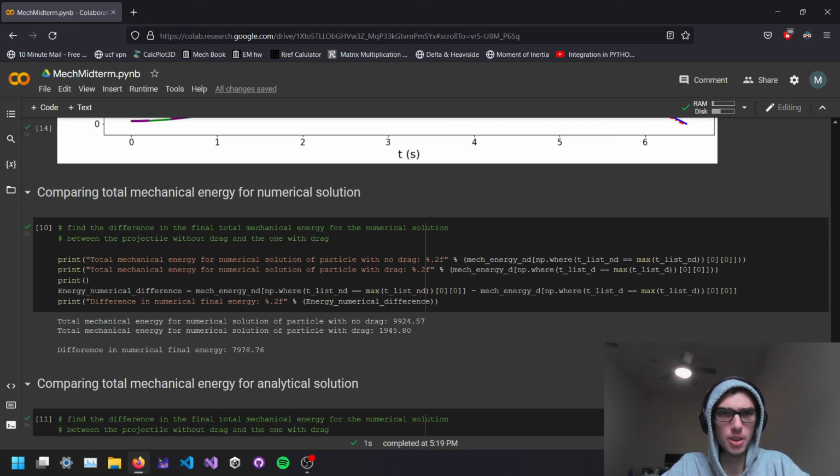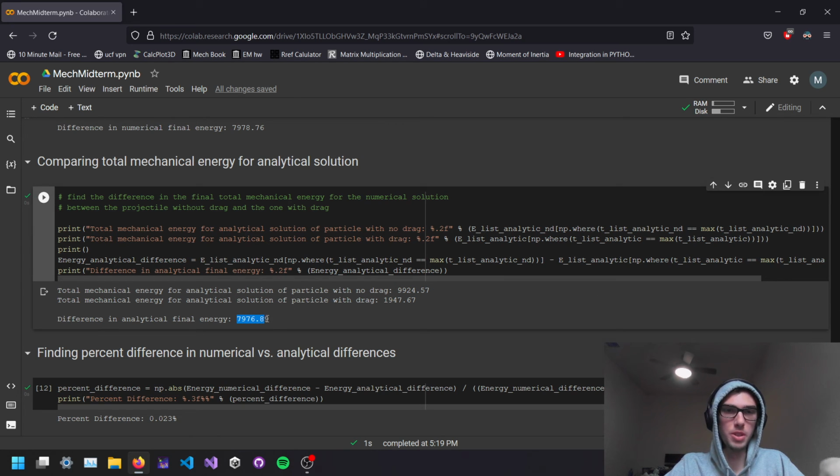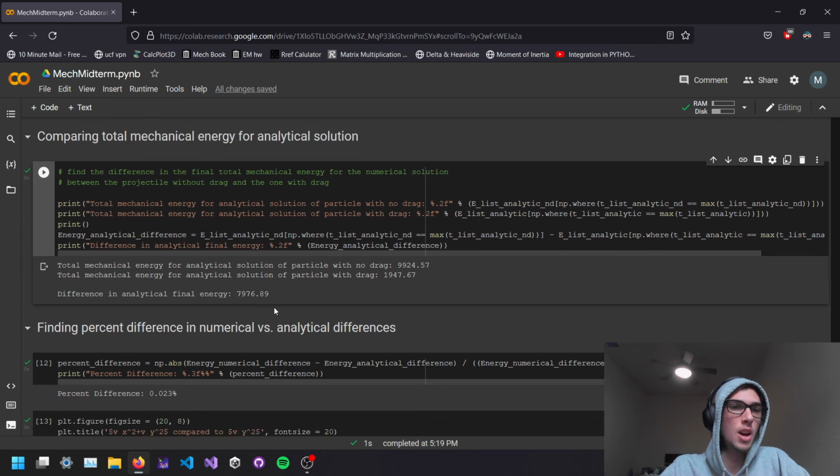And then here we do basically the same thing we did up at the top, and at the end we get 7,976.89 joules. So the only reason that the analytical solution here is different from the analytical solution we got at the top is because the dt, the change in time, the time interval, is not approaching 0. It's a finite amount, so it's not going to be perfect.